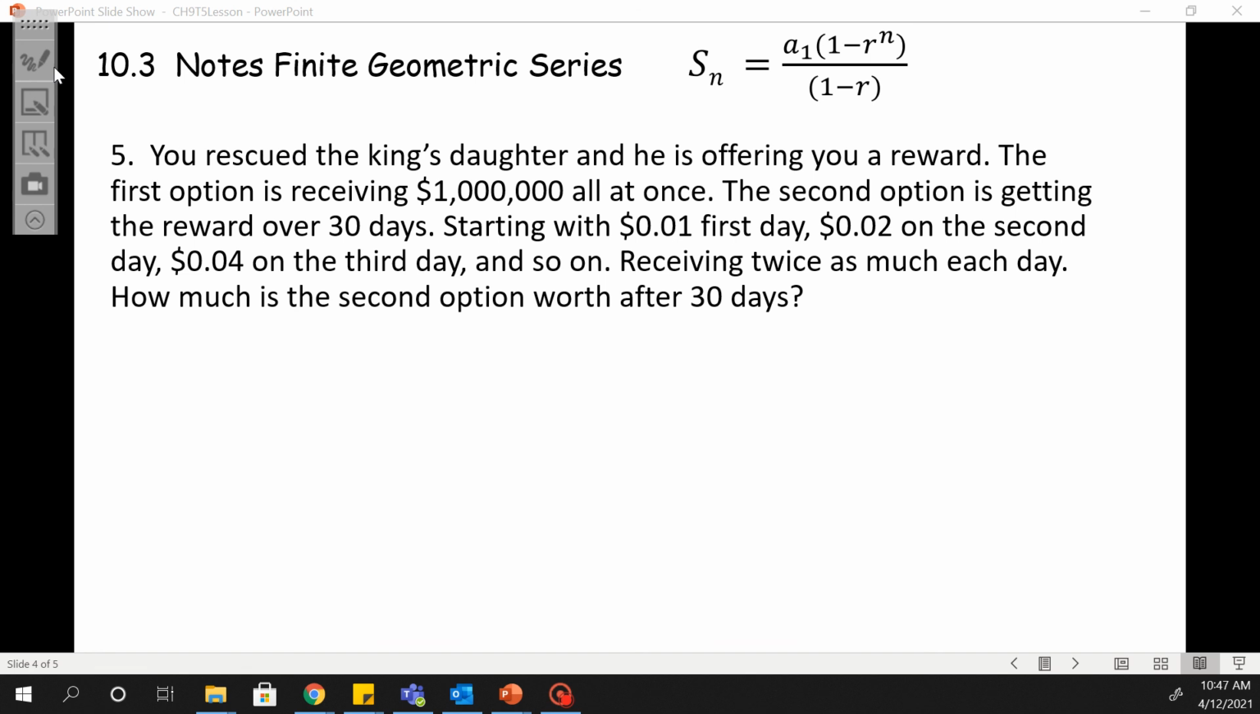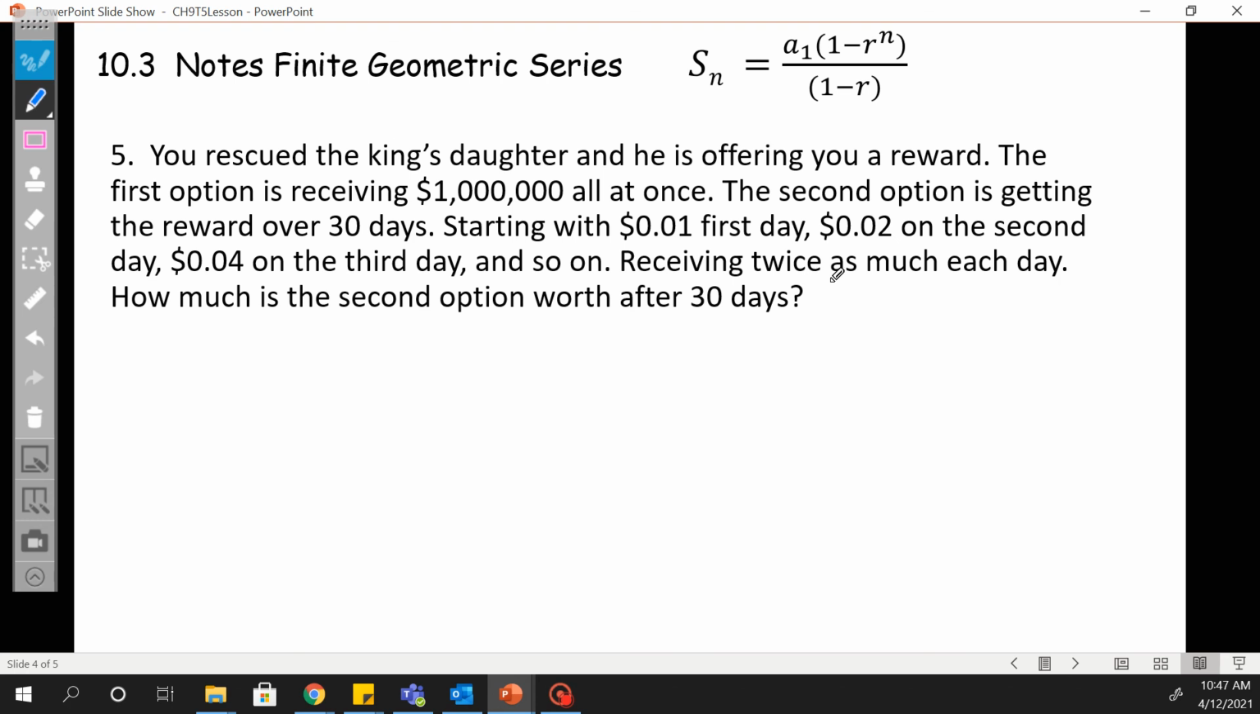All right, and then our last example here, you rescued the king's daughter, he's offering you a reward. First option is $1 million all at once. The second option is getting the reward over 30 days, starting with 1 penny the first day, 2 cents the next day, 4 cents the third day, and so on, receiving twice as much each day. How much is the second option worth after 30 days?